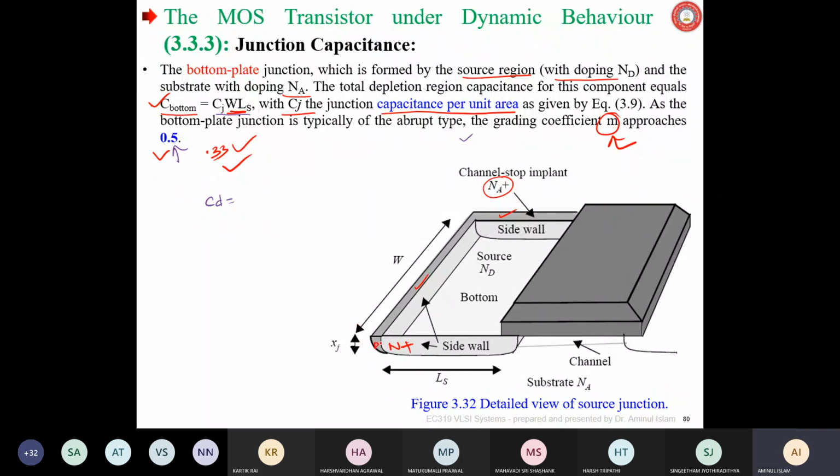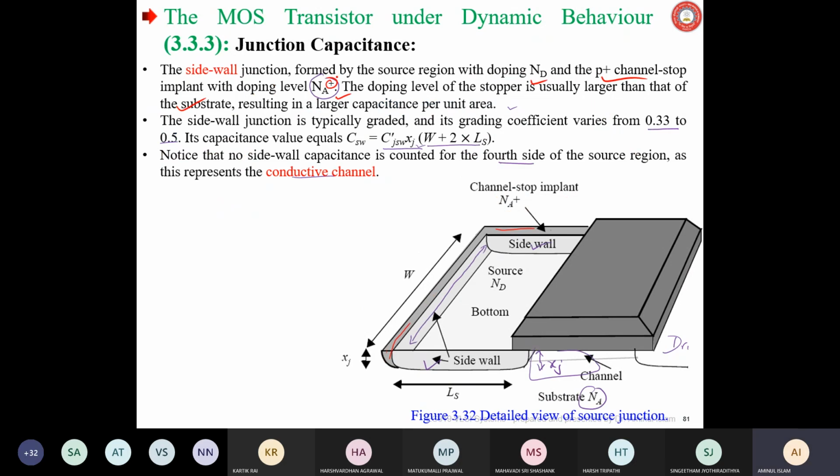It is P plus. It is called channel stop. This doping is channel stop. But other than that side is substrate. You know, substrate is lightly doped. That is, say this is lightly doped P type. This side is also P type.